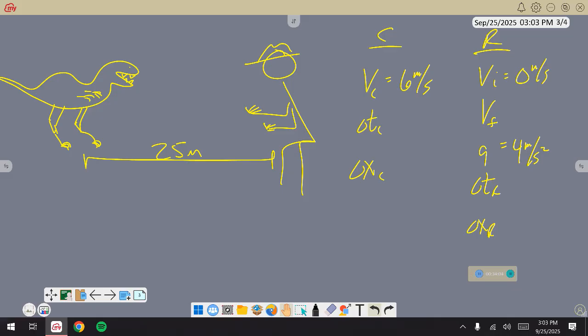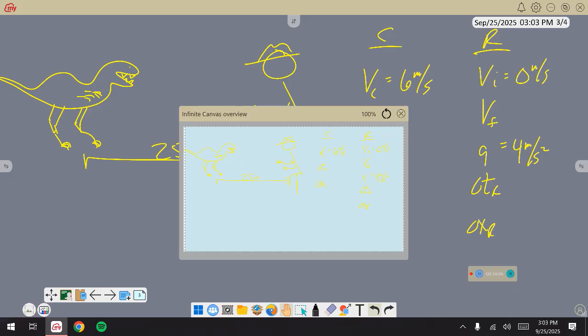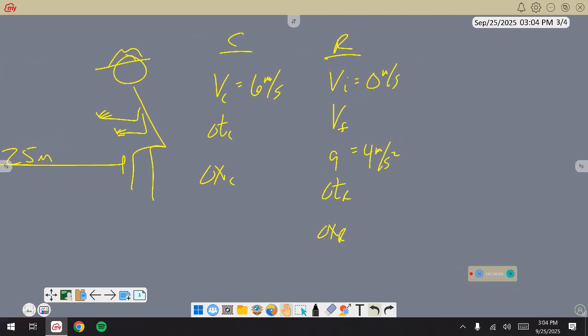Delta T is equal to delta T. Agreed? Why? Because they both start at the same time and they're going until they catch each other. My apologies, I said that poorly. Yes. The time of Chris is equal to the time of Raptor. I'm just going to go ahead and call it T so I don't have to worry about that.